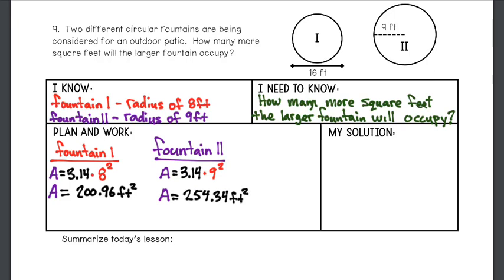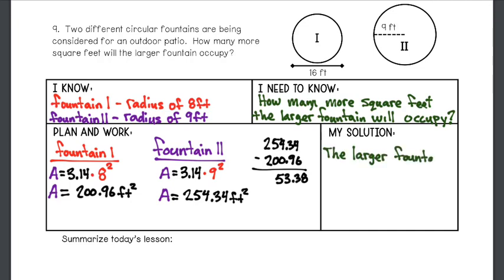254.34 feet squared. Now, to get my answer, it wants to know how much larger, or how much more space the larger fountain takes up. So to find out how much more something is, we do simple subtraction. So I subtract those two areas to get 53.38 feet squared, which means in my solution, the larger fountain is going to cover 53.38 square feet more.